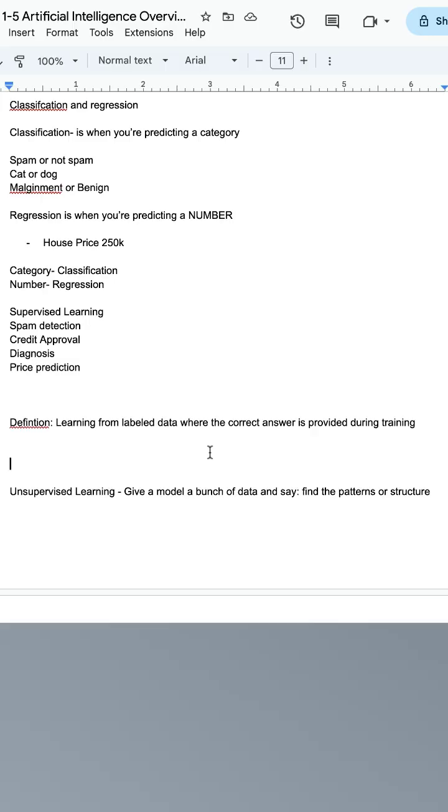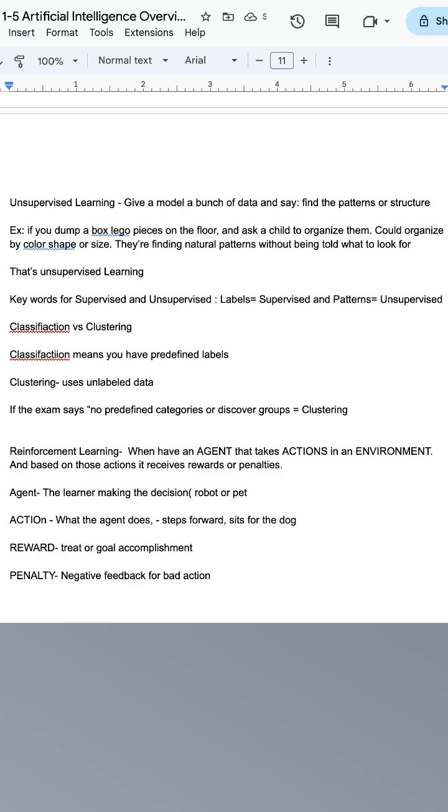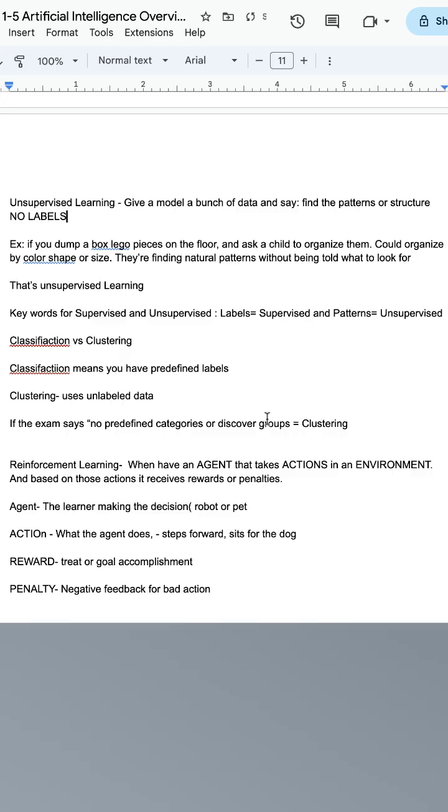All right, let's move on to unsupervised learning. Unsupervised learning is the opposite. There's no teacher, no answer key, and no labels. You give the model a bunch of data and say, find the pattern. Find the structure. Tell me what you see. The model explores the data on its own and discovers hidden groups or relationships.